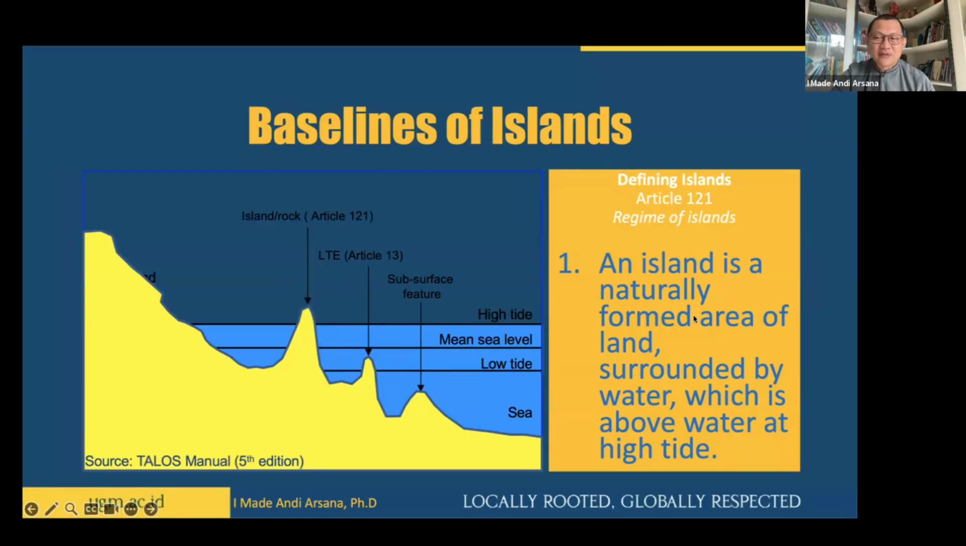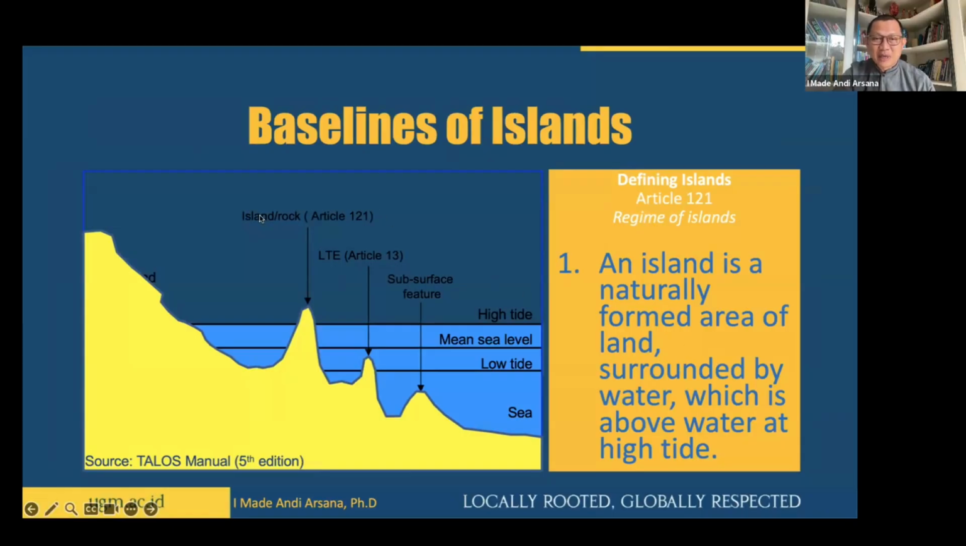An island is a naturally formed area of land. That's first, so it has to be natural. Second, surrounded by water. The third is always above water at high tide. So even during high tide like this, it is always above it, right? That's what we call an island or rock. So what is the difference between island and rock then? An island is a naturally formed area of land surrounded by water, which is above high tide. So both island and rock should satisfy these three criteria.